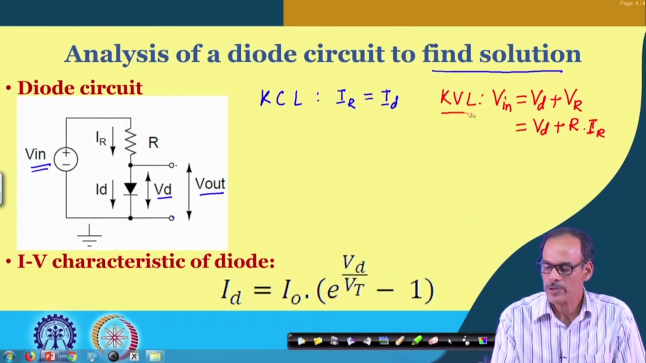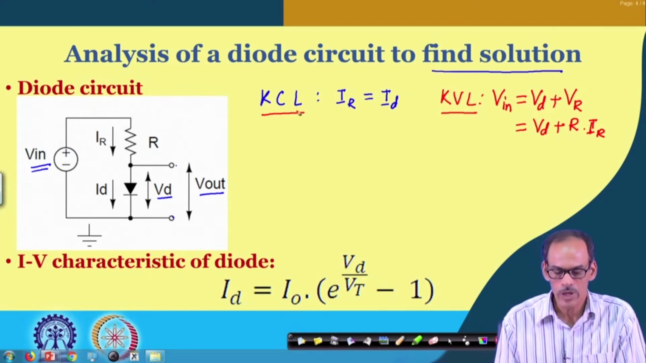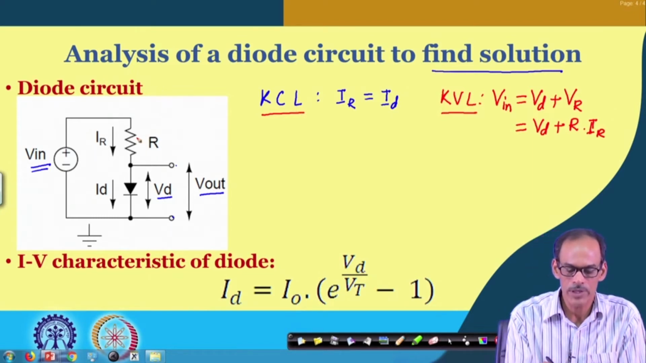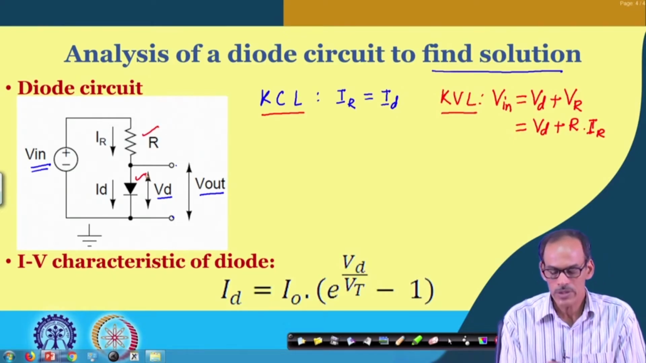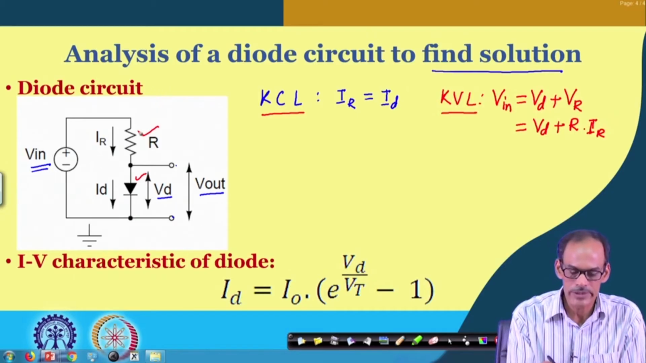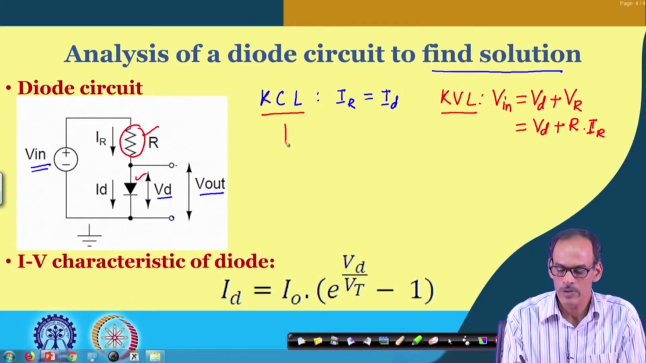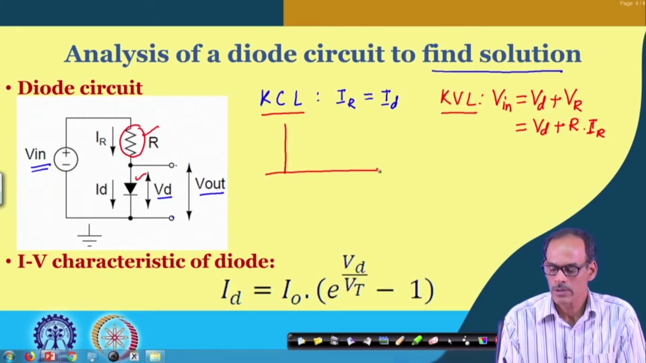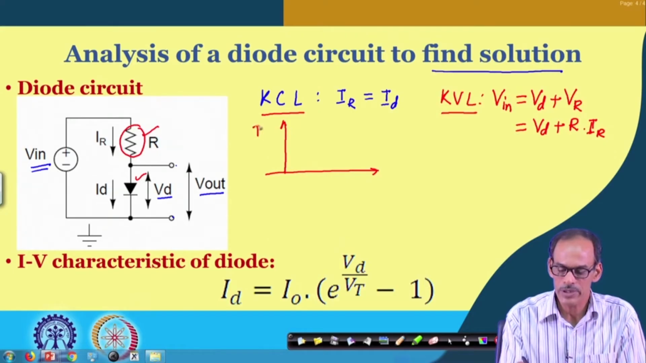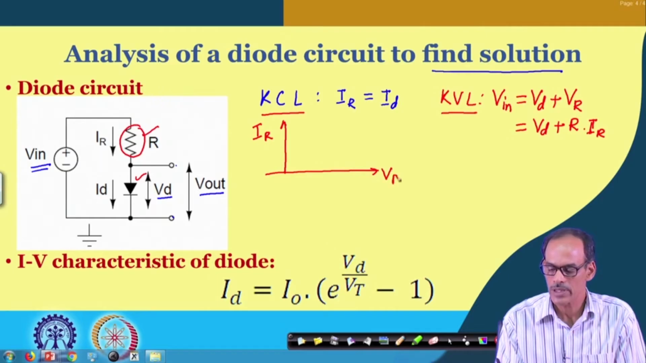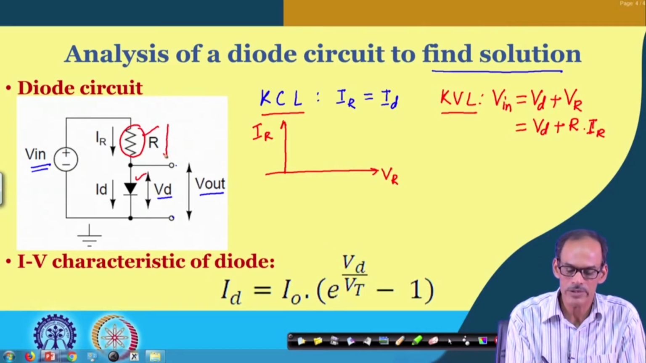So, we have KVL and also KCL, and we also have to respect the behavior of the two elements, this element and this element. If you see here, this element has its own characteristic, namely some characteristic represented by this I R and V R relationship. What is V R? The voltage across this resistance.